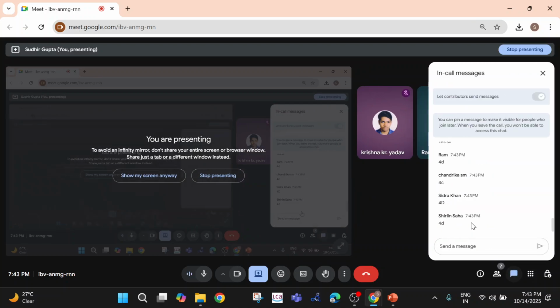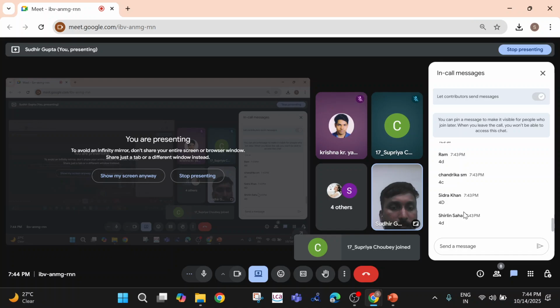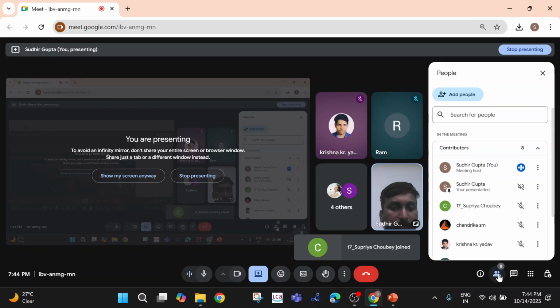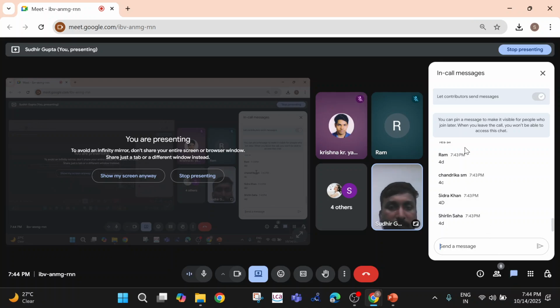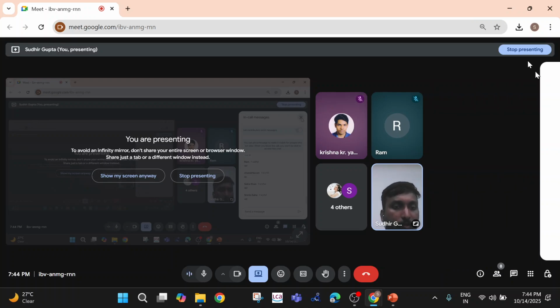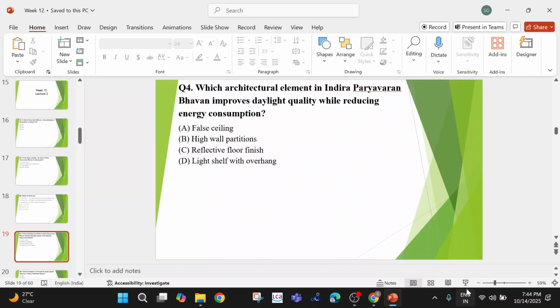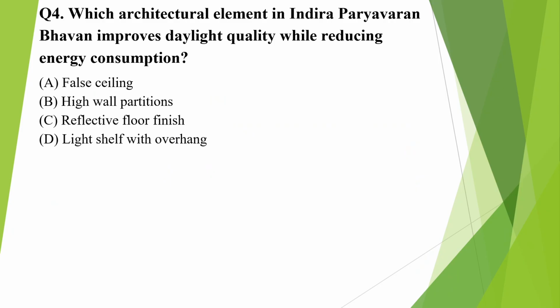Yeah, so now as I can see, one more participant, Miss Supriya, has joined our discussion. She has joined very late. I think she forgot to join on time. Now she realized. And others, let me see who have answered this question. 4D, 4D, Ram 4D, but Chandrika again is saying 4C.